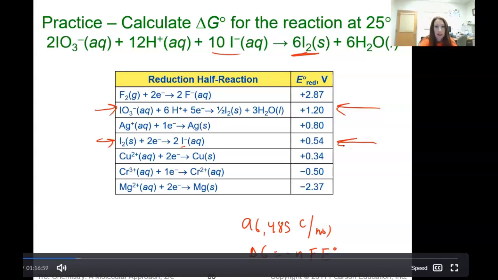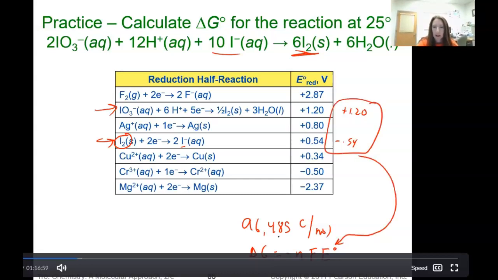And so here we can see I2 is a reactant, but here it's a product. So this is going to end up being flipped, negative 0.54. This is forward, so that's just going to be staying as plus 1.20. And we just add these two, and those become our E cell. This is our F. Now we just need to figure out the number of moles of electrons.